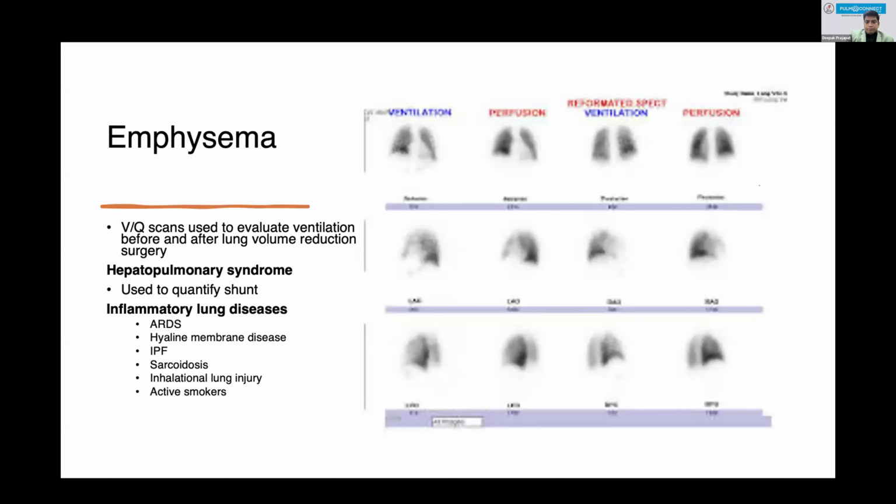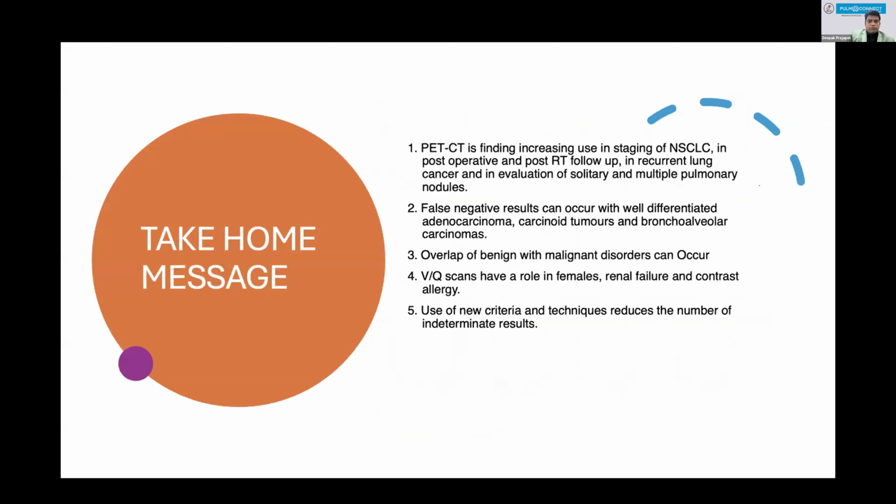Emphysema, where the ventilation is hampered but the perfusion remains normal. Hepatopulmonary syndrome, and certain other inflammatory lung diseases like ARDS, IPF, sarcoidosis, and inhalation lung injury, where the clearance of the tracer particles is much faster as compared to non-inflammatory diseases.